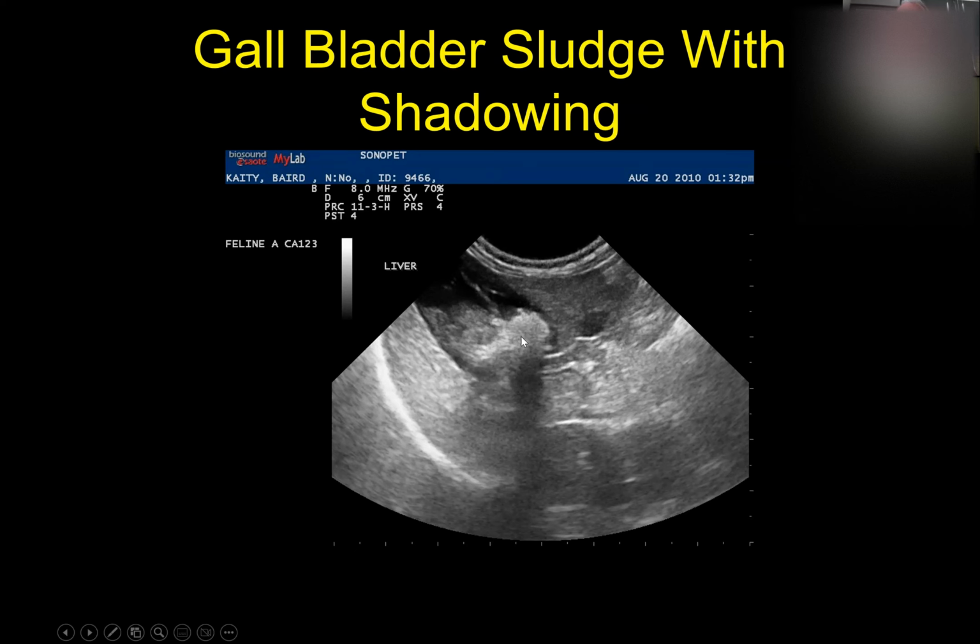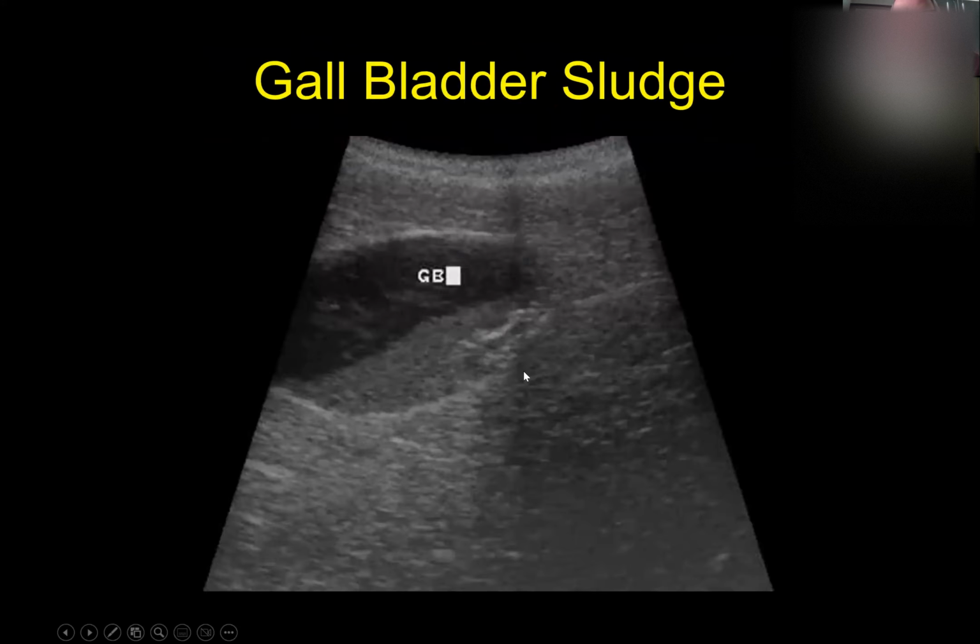Okay. Gallbladder sludge is a collection of thickened bile. In this case, it's got also some little faint shadowing stones in the neck of the gallbladder. When you see sludge inside the lumen of a gallbladder of a dog or a cat, typically, if it is gravity dependent, in other words, it's settling down due to gravity like a snow globe would, typically that's going to be incidental.